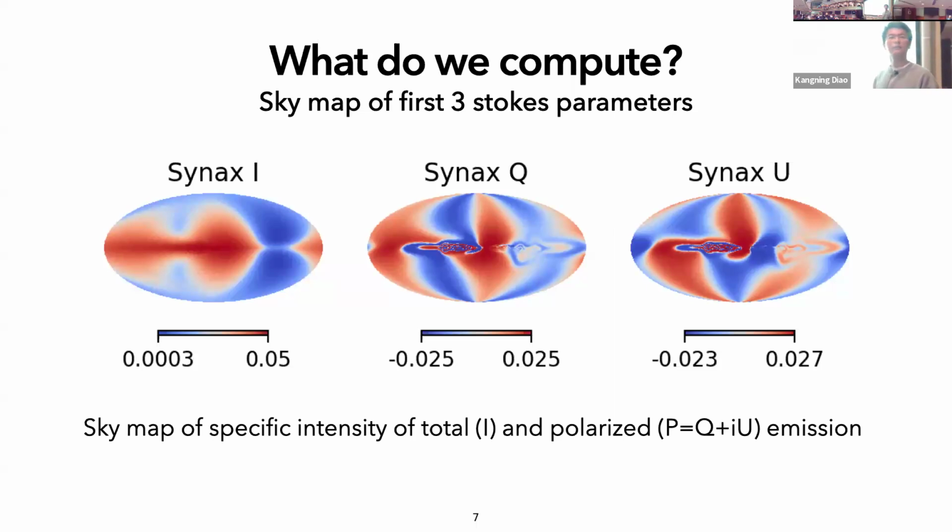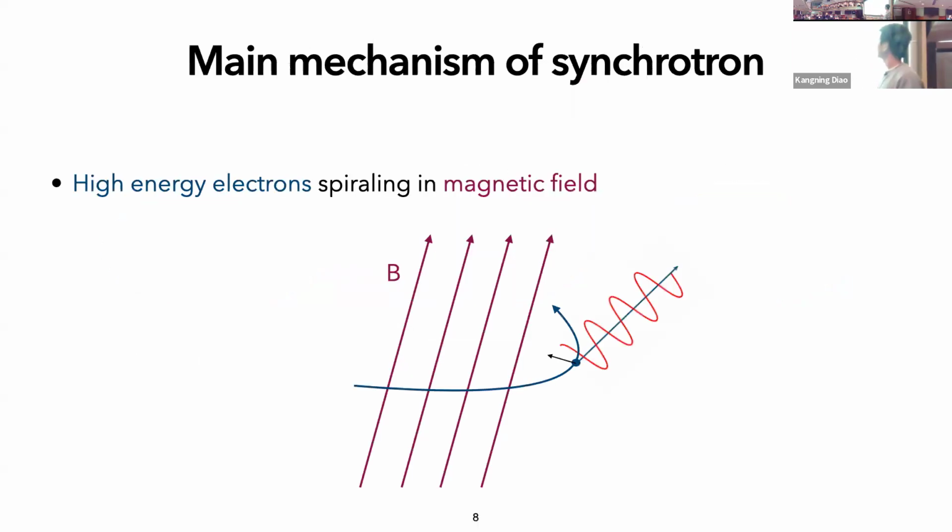Because of Faraday rotation, Q and U get converted together. Maybe you can come up with some invariance under the rotation. We'll talk about the Faraday rotation later. Okay, good. And let's start to talk about the mechanism.